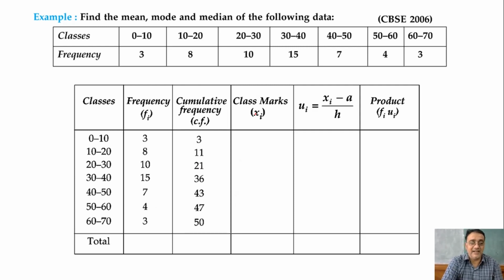Now we'll find the class mark. All the class sizes are the same, that is 10. So we'll find only the first class mark. It is 5. Right, 5. After that we will add 10 subsequently. So 5, 15, 25, 35, 45, 55, 65. Okay. Now we will take the middle one, 35.